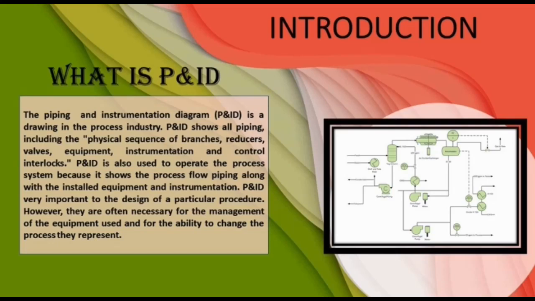Okay, what is P&ID? The piping and instrumentation diagram, which is P&ID, is a drawing in the process industry. P&ID shows all piping, including the physical sequence of branches, reducers, valves, equipment, instrumentation and control interlocks. P&ID is also used to operate the process system because it shows the process flow piping along with the installed equipment and instrumentation.